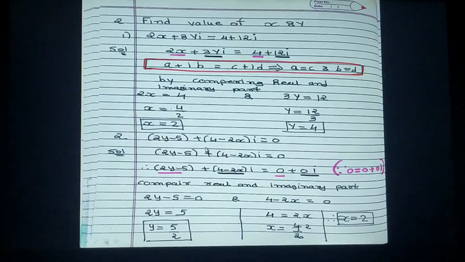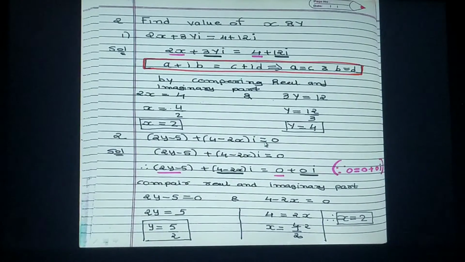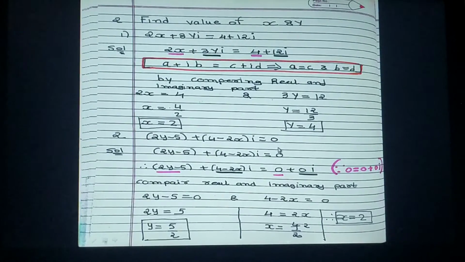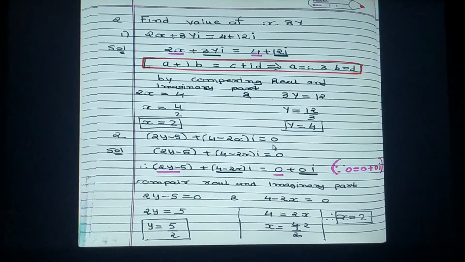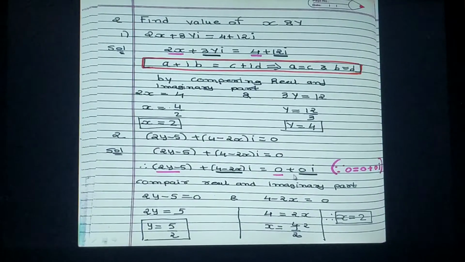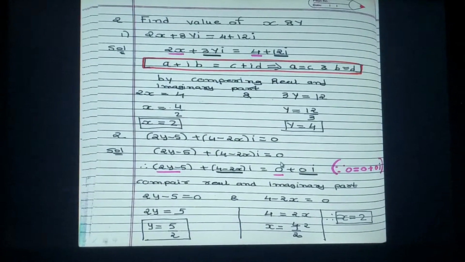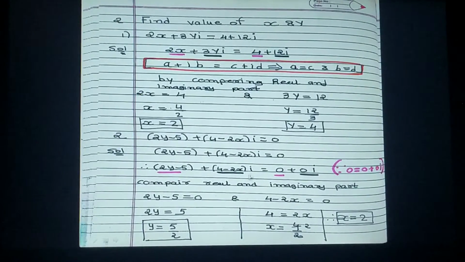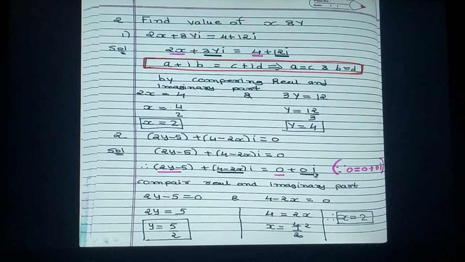(2y − 5) + (4 − 2x)i = 0. Here on the left hand side we have the standard form a + ib, but on the right hand side we have only 0. But 0 can be written as 0 + 0i. Every number can be written as a complex number. So 0 can be written as 0 + 0i. So here we have (2y − 5) + (4 − 2x)i = 0 + 0i.